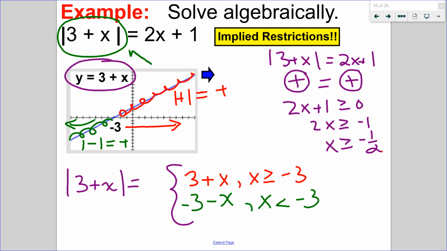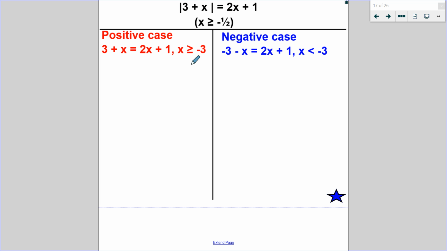I'm going to replace it with the positive piece, and then I'm also going to replace it with the negative piece. By replacing each one of those, I don't need the absolute value anymore. So here's what it looks like. My first equation, my positive case, is that 3 plus x equals 2x plus 1. My negative case is that negative 3 minus x equals 2x plus 1.